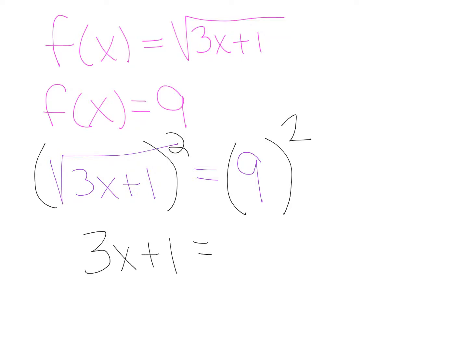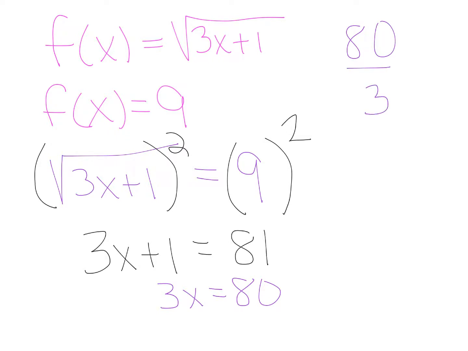When I square 9, I get 81. And then I'm going to solve it like it's an equation. So I'm going to subtract 1 from 81, and what I'm left with is 3x equals 80. And then the last step would be to take 80 divided by 3, which gives me 26 and 2/3. That would be my final answer.